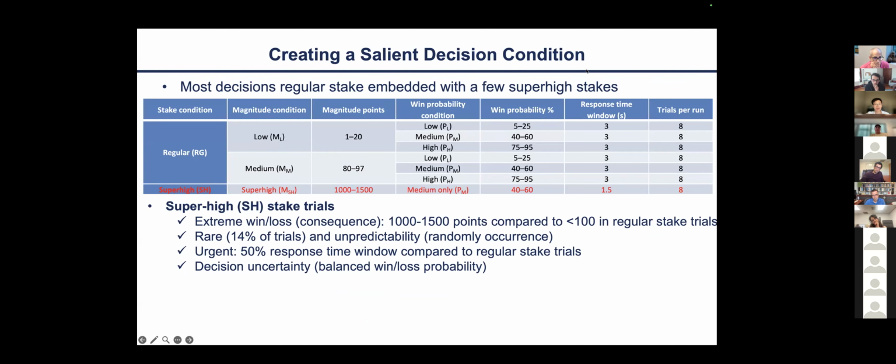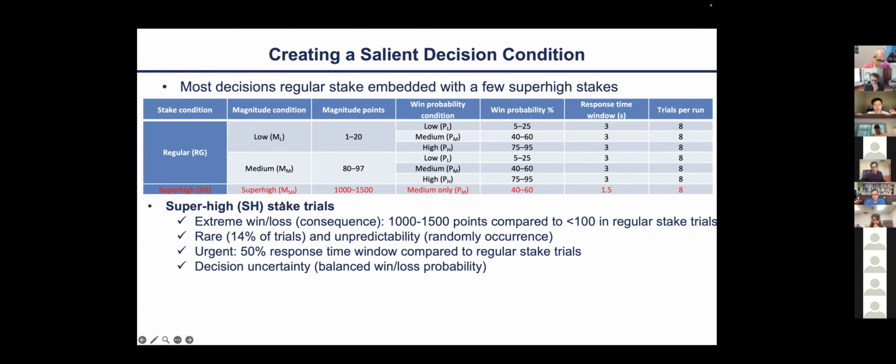And more importantly, one key change we made in this study is that we add silent decision conditions. Most decisions are routine, just the regular stake. For example, by regular stake we mean a stake of less than 100 points, a small amount. So whether they win or lose, it doesn't make a big change. For the regular stake, the win probability could be low, medium, or high, and there is a regular response window of 3 seconds.